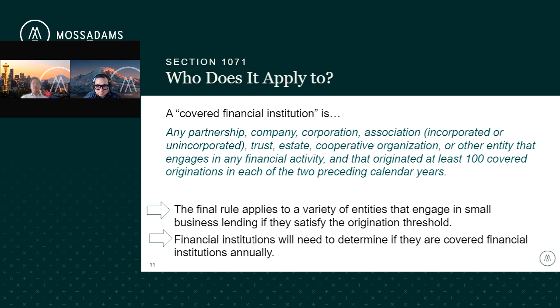So here we have the first slides related to who does it apply to. A covered financial institution is any partnership, company, corporation, association, trust, estate, cooperative organization, or any other entity that engages in any financial activity. And this is the key here, that originated at least 100 covered originations in each of the 2 preceding calendar years. We'll go through the thresholds towards the end of the slides here for 1071, but the minimum is 100 covered originations in each of the 2 preceding calendar years. That number goes up whether you're tier 3, tier 2, or tier 1, but the lowest tier is tier 3, which is for 100, right?